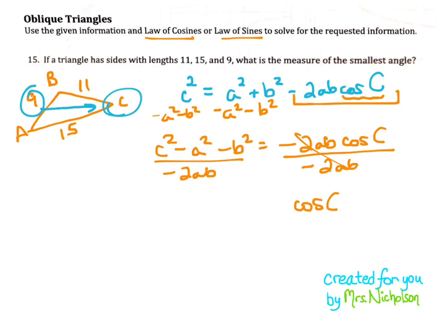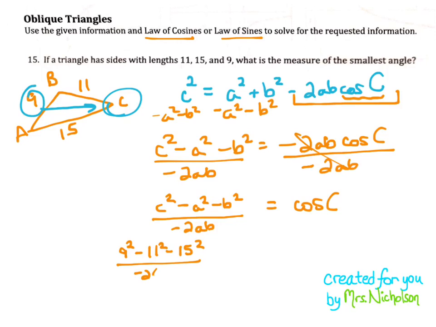And so cosine C is equal to C squared minus A squared minus B squared over negative 2AB. And so now I'm ready to plug in all of my information. C is 9, so 9 squared minus 11 squared minus 15 squared over negative 2 times 11 times 15. And that equals cosine C.